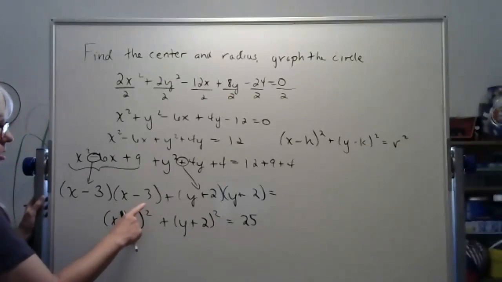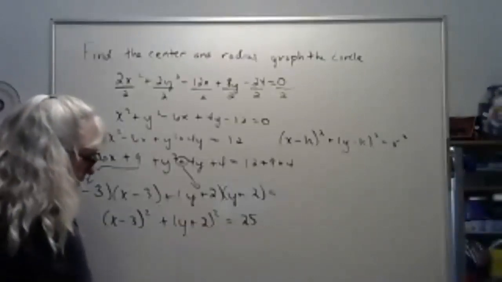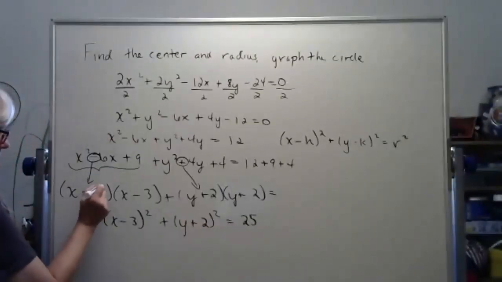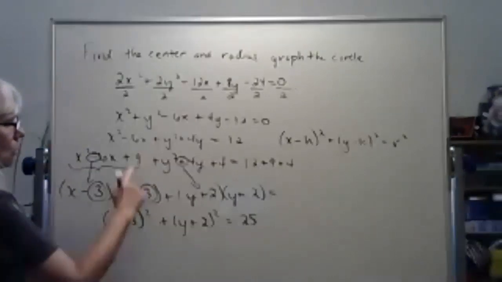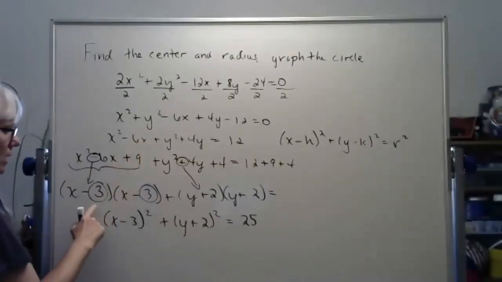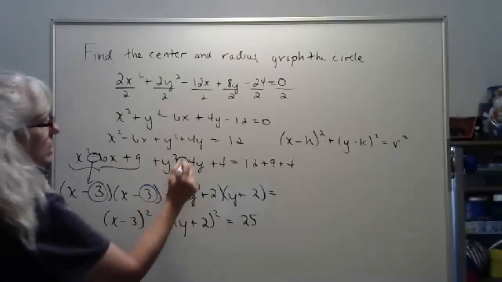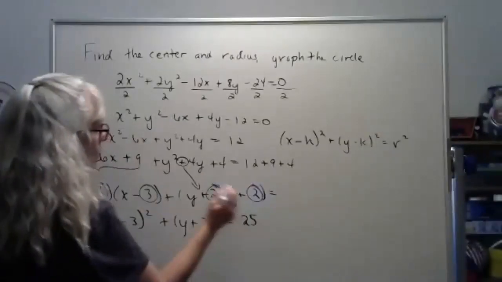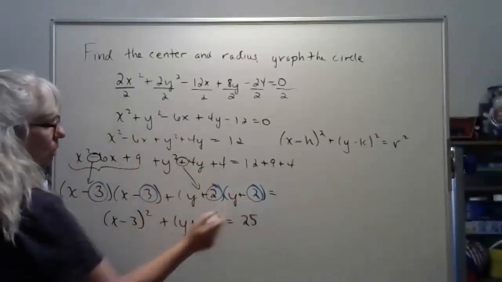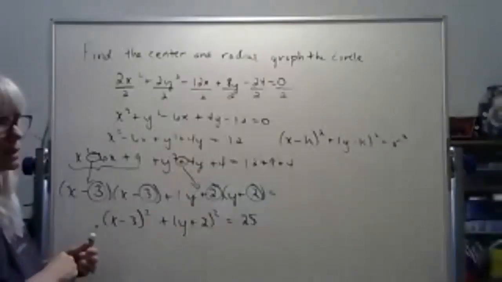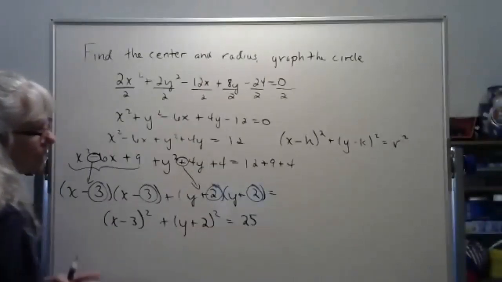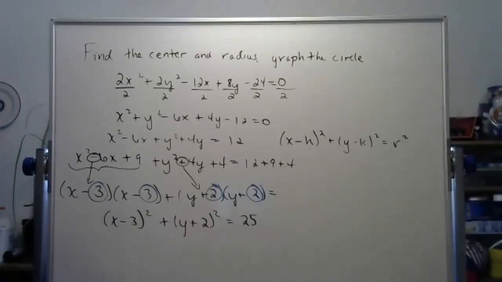I'm going to point out that the 3s that we see down here, that's this 3 and this 3. When we took half of 6, didn't we get a 3? Over here, the 2s, when we took half of the 4, didn't we get a 2? So the numbers should make some sense to you in terms of where they're coming from. Okay, let's go graph it.